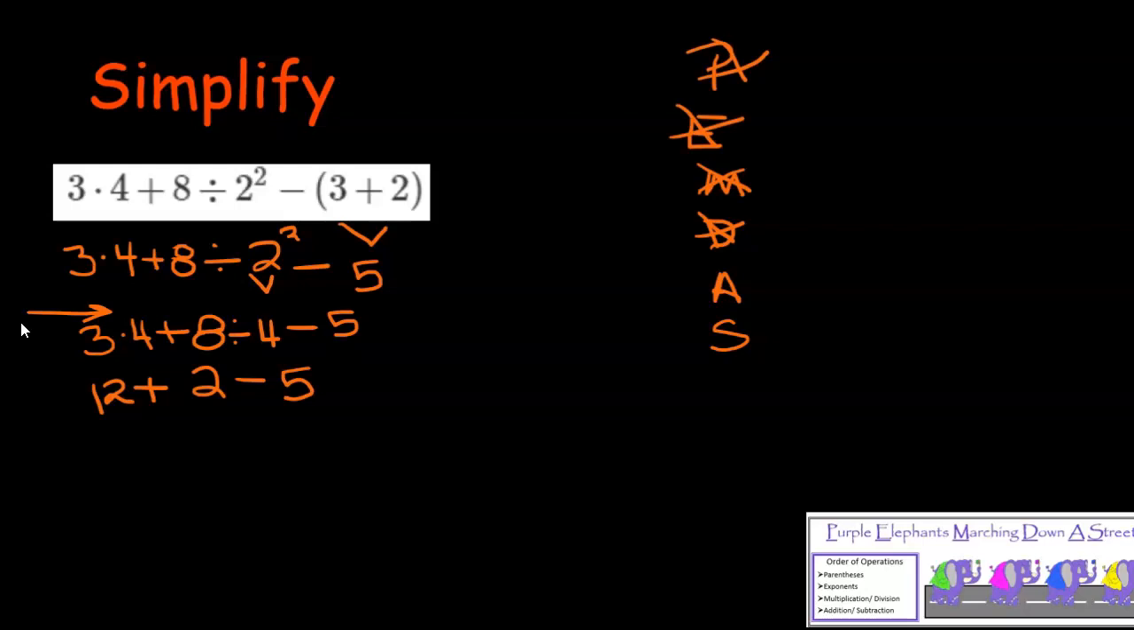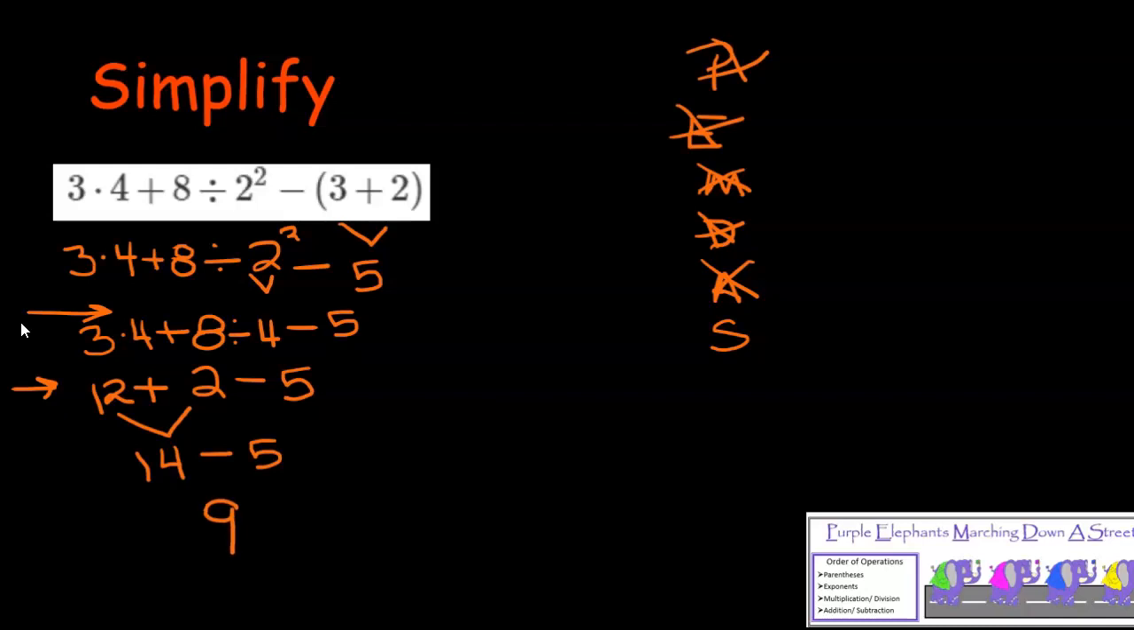Alright. Addition and subtraction. Again, we're going to go left to right, and we're going to do whatever comes first in our problem. So it is addition. 12 plus 2 is 14. And I'm going to subtract 5. Alright, we've done our addition, so now we have to subtract. 14 minus 5. I think I get 9. And there you have it.